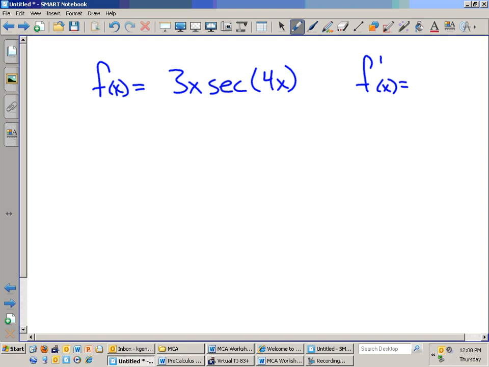Derivative of secant is secant tan. Derivative of tan is secant squared. Derivative of cotangent is negative cosecant squared. Derivative of cosecant is negative cosecant cotangent. Derivative of secant is secant tan.